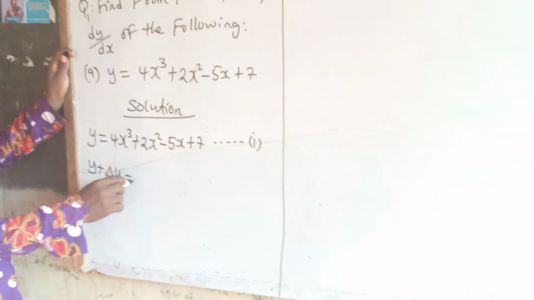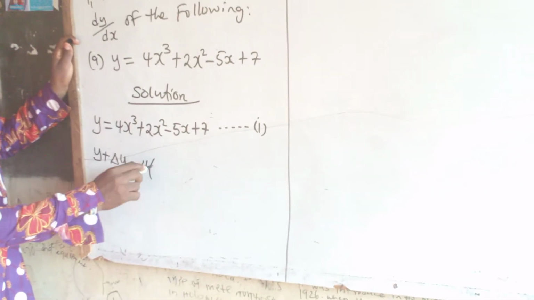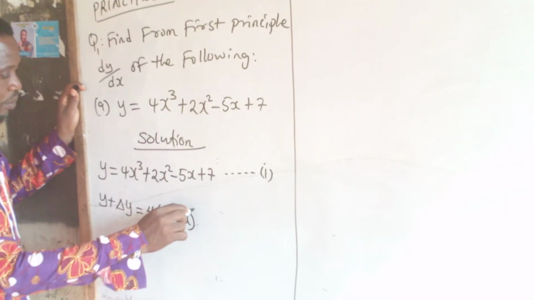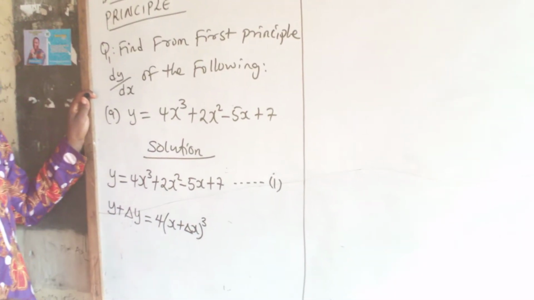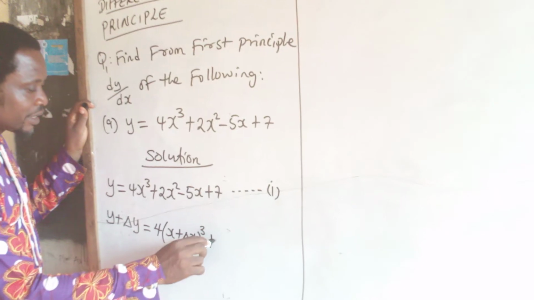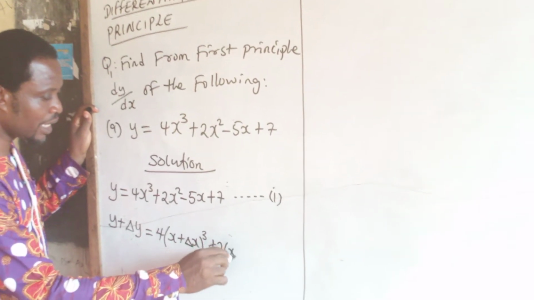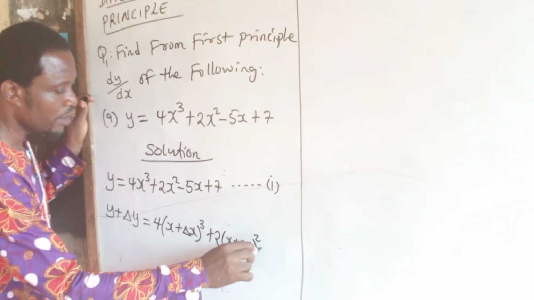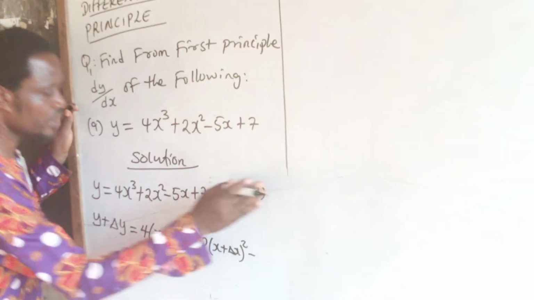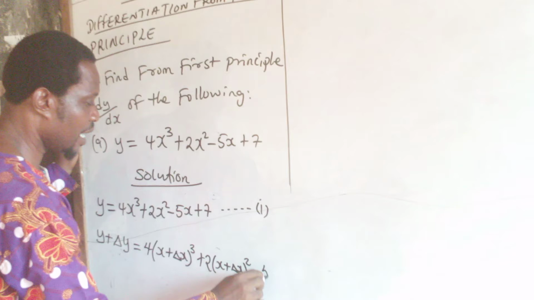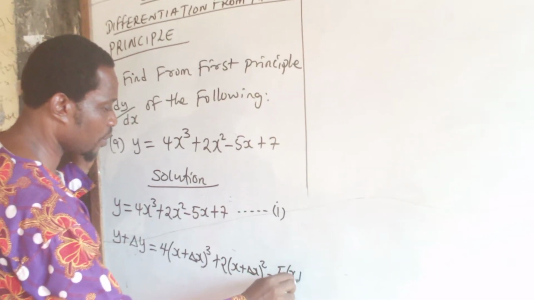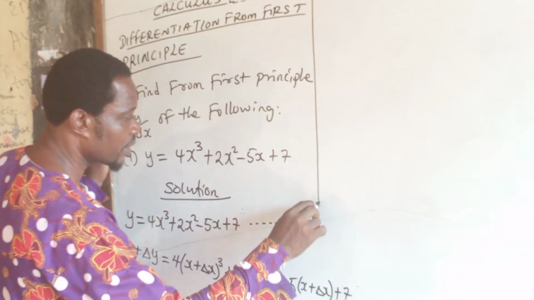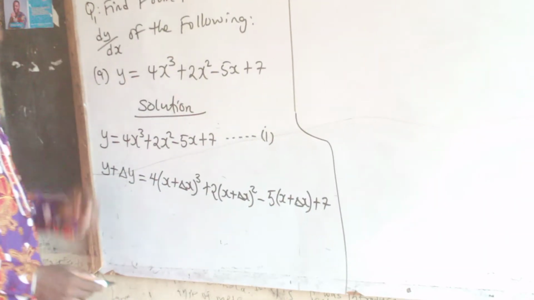Will be equal to 4 into x plus change in x raised to the power what? 3. You also come here and write 2 into x plus change in x raised to the power 2, minus 5 into x plus change in x, then plus 7. I will write this plus 7 because there is no x there.